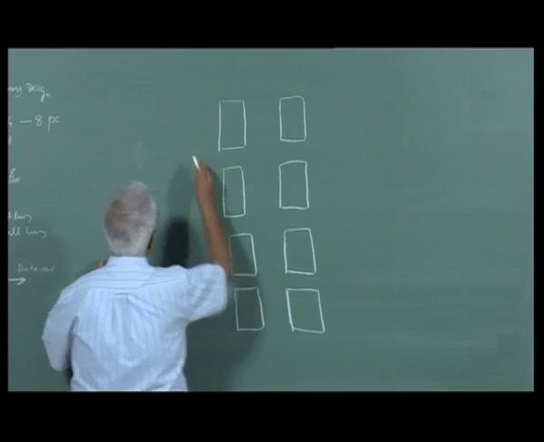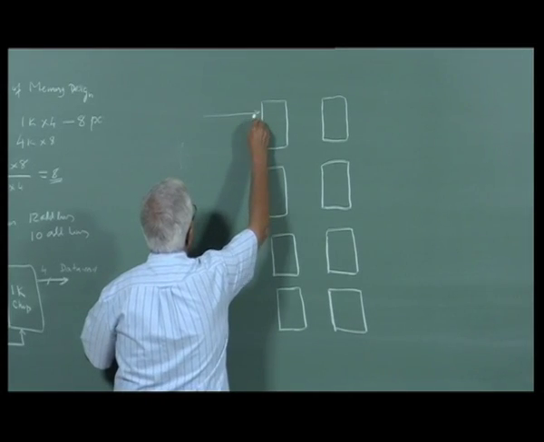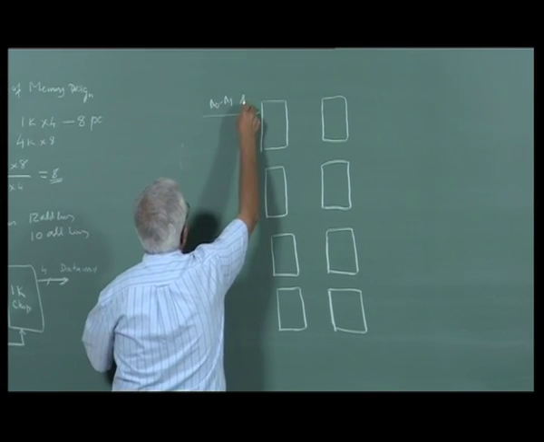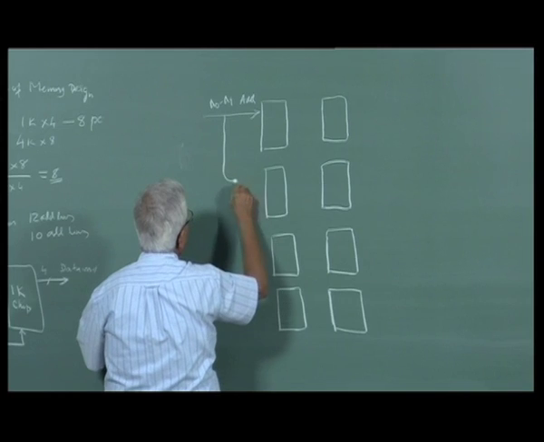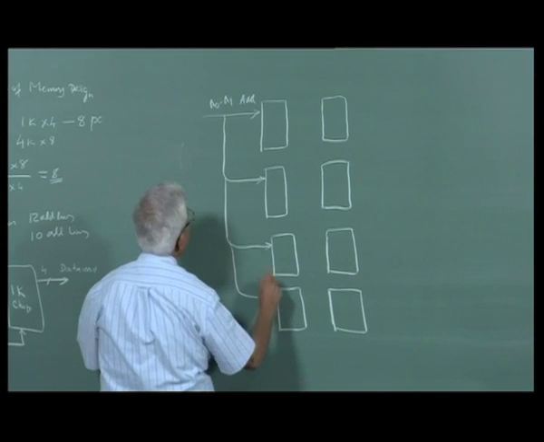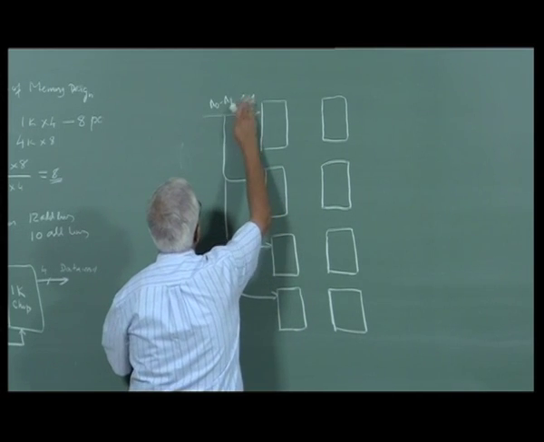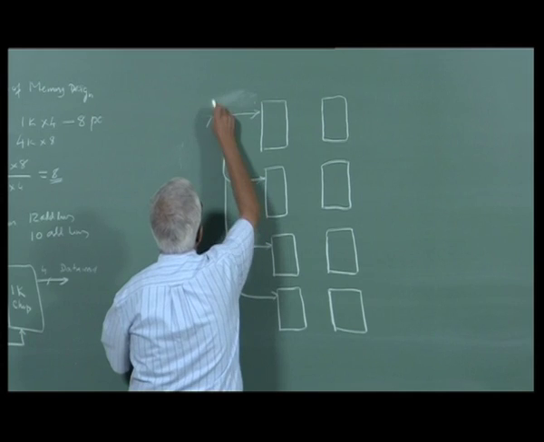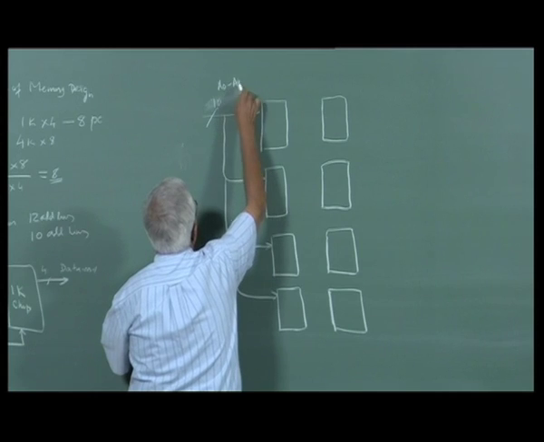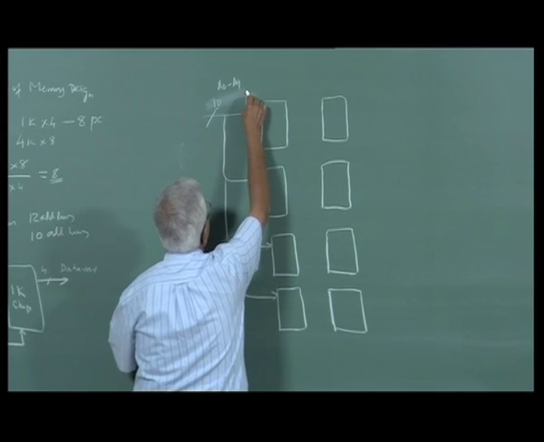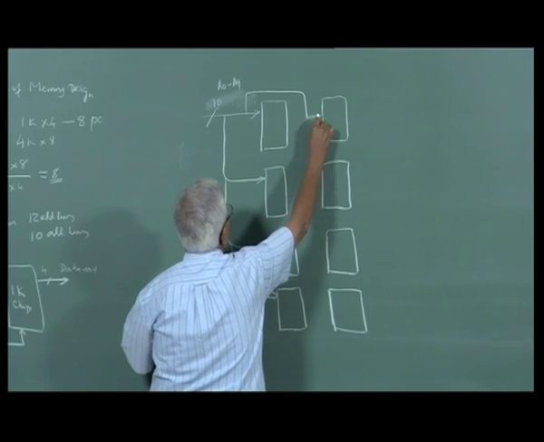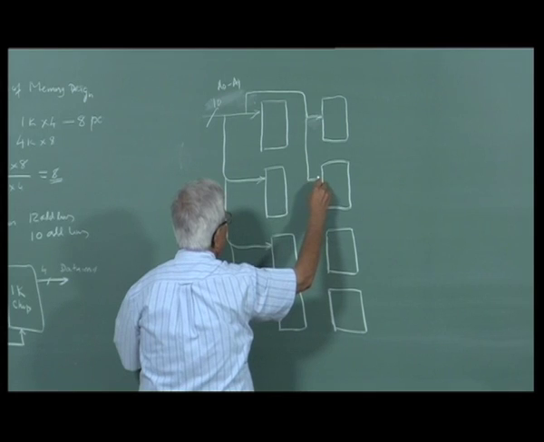Each of them will have 10 address lines, A0 to A9 address. This will go here, go here, go here. It will also go here. All the 8 chips will require this address.